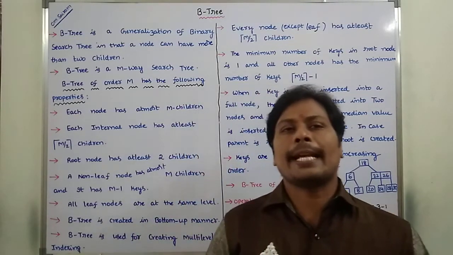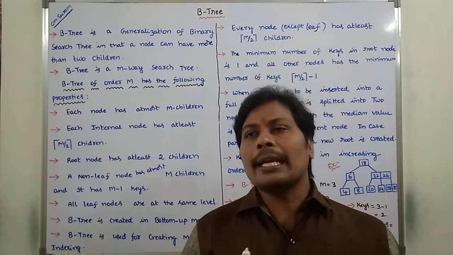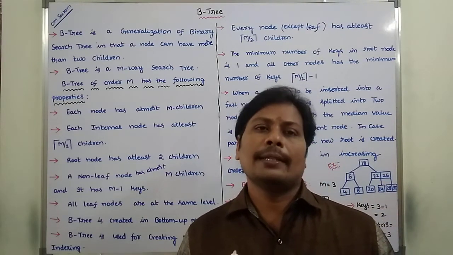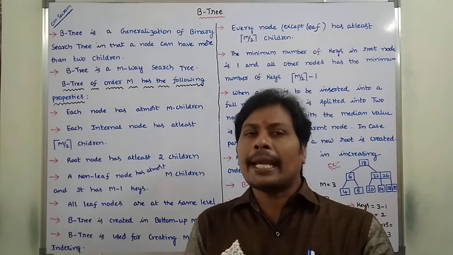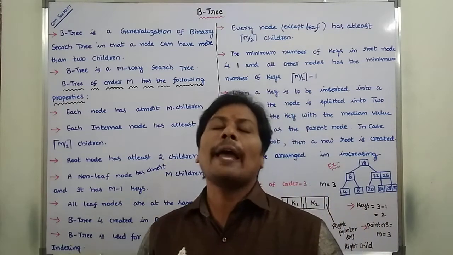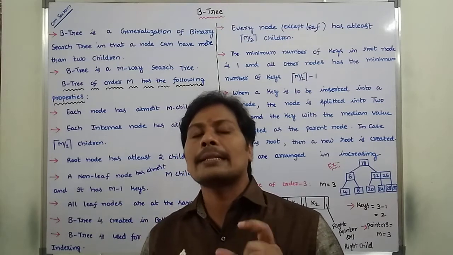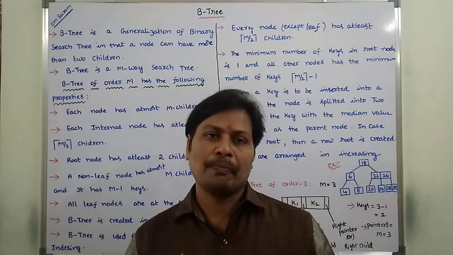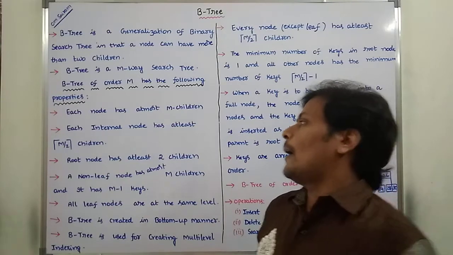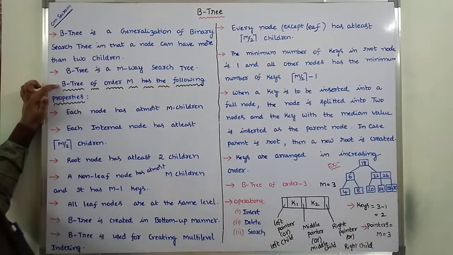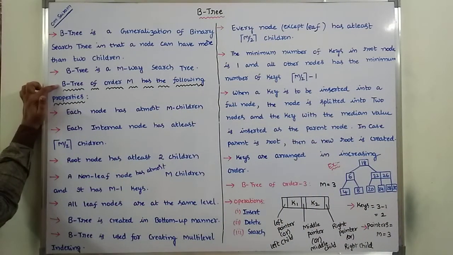Next, second point, B tree is an M-way search tree. That means B tree can be obtained from the M-way search tree. Hence, we can say that B tree is an M-way search tree. Next one. B tree of order M has the following properties.